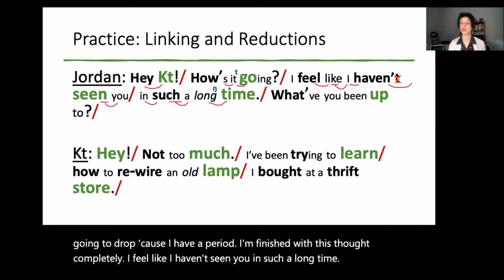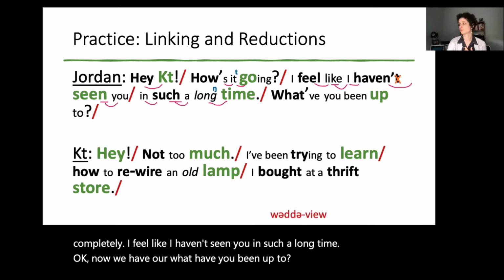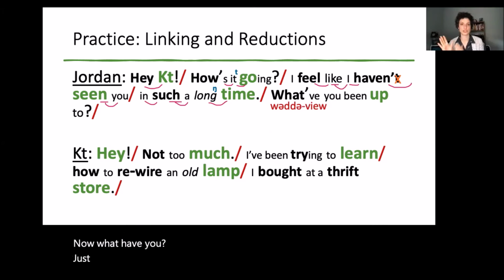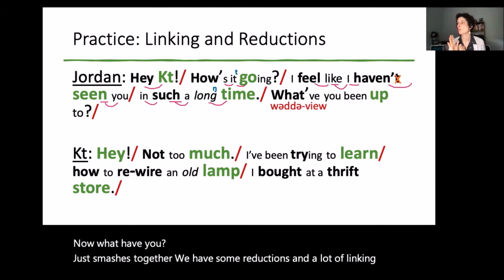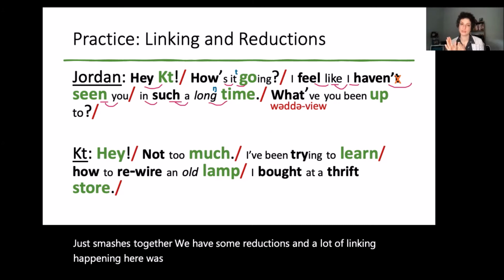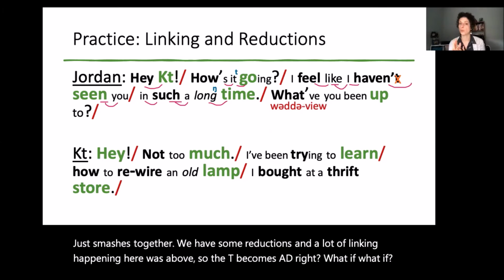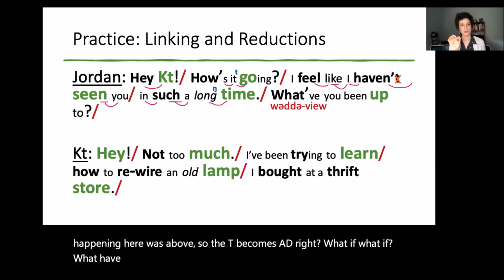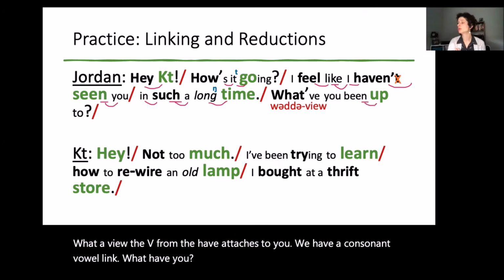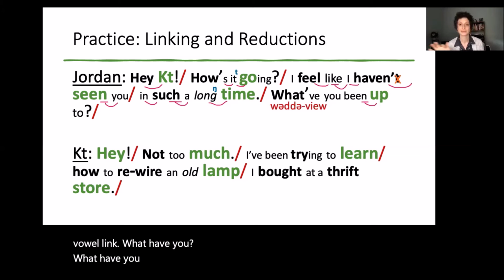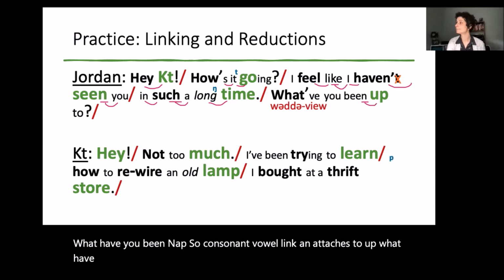Okay, now we have our what have you been up to? Now, what have you just smushes together. We have some reductions and a lot of linking happening here. What of, so the T becomes a D, right? What of you, the V from the have attaches to you. We have a consonant vowel link. What have you been up? So consonant vowel link, N attaches to up. What have you been up to?